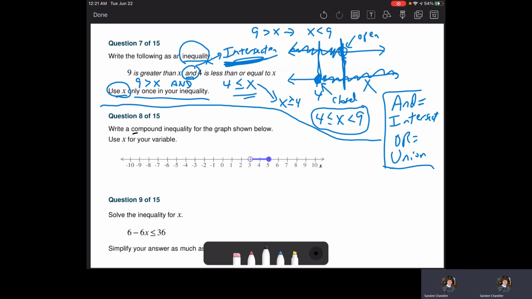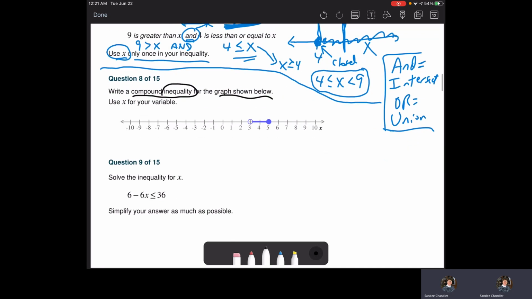All right, so again, we're going to write another inequality, in this case a compound one, for the graph shown below. It's the same idea. We want to use x for our variable. So we've got an endpoint on both ends. X is going to be in the middle then. On the left-hand side, you've got 3, and it's open. So 3 is less than all the x's that are over here on the right, but 5 is greater than or equal to all the x's that are over here. So 3 is less than x, less than or equal to 5, because x is to the left. Alrighty, math is our friend.